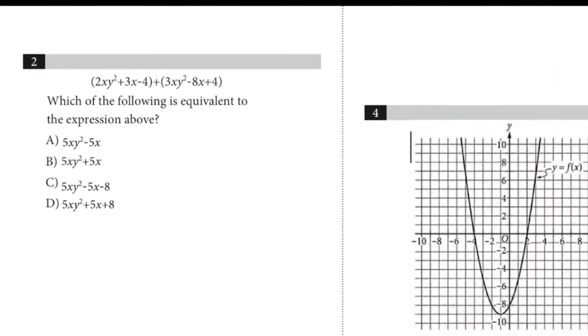For question 2, which of the following is equivalent to the expression above? So all I'm going to do is add like terms. 2xy squared plus 3xy squared equals 5xy squared. Positive 3x minus 8x is minus 5x. And negative 4 plus 4 is just 0. So this is the answer, so it will be A.